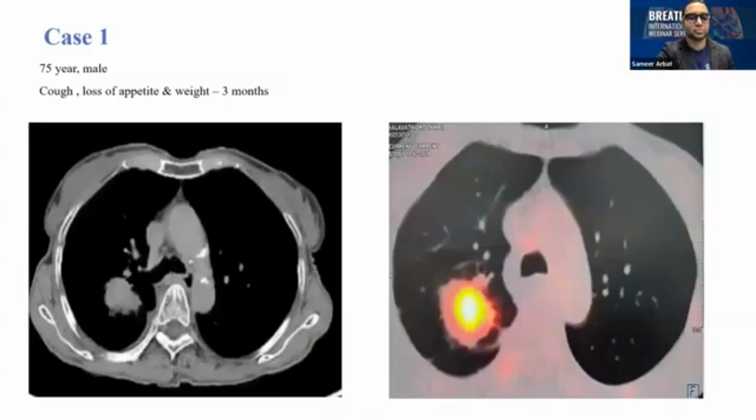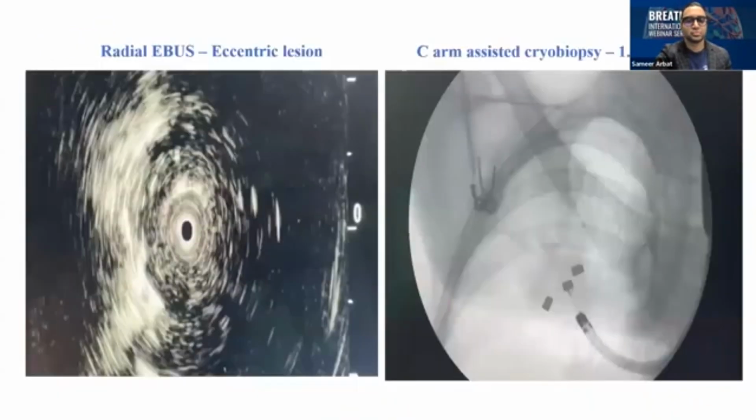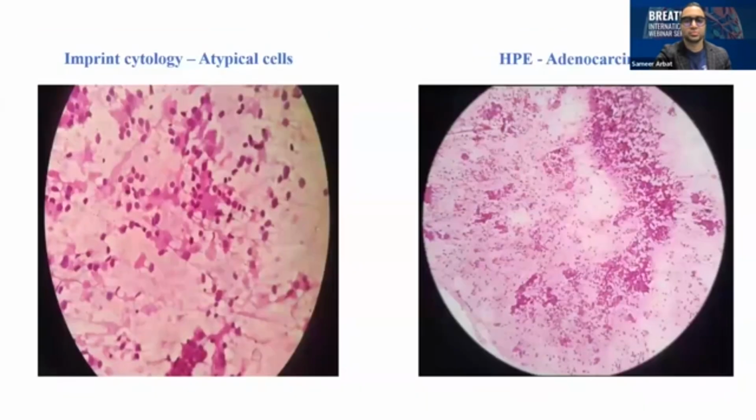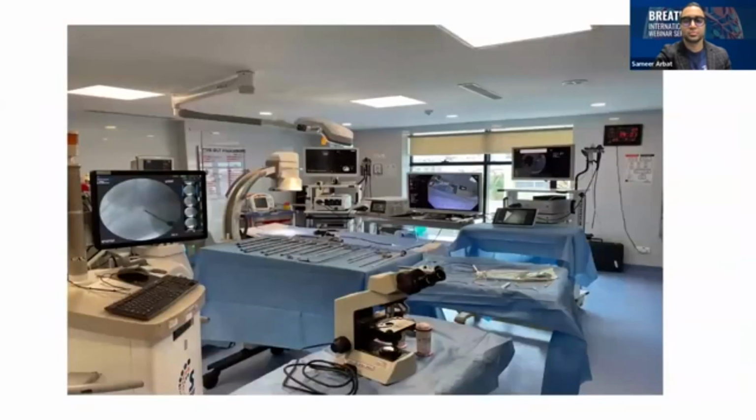This is yet another case, which was a highly vascular tumor. We went inside, localized with the radial probe, and then took a cryobiopsy. We do most of our cryo procedures with the help of a rigid bronchoscopy setup. And in this case, it turned out to be an adenocarcinoma.